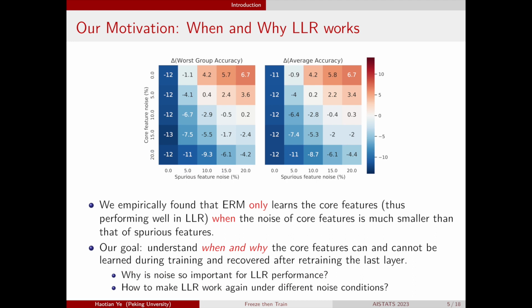Specifically, what we empirically found is that ERM only learns the core features, and thus performs well in last layer retraining, when the noise of core features is much smaller than that of spurious features. If you look at this figure, the x-axis represents the value of spurious feature noise, and the y-axis represents the value of core feature noise. When the core noise increases or when the spurious noise decreases, the accuracy gain compared with benchmarks actually decreases. So when the core noise is larger, ERM cannot achieve good performance even after you retrain the last layer. As a result, our goal is to understand when and why the core features can and cannot be learned during training and recovered after retraining the last layer.